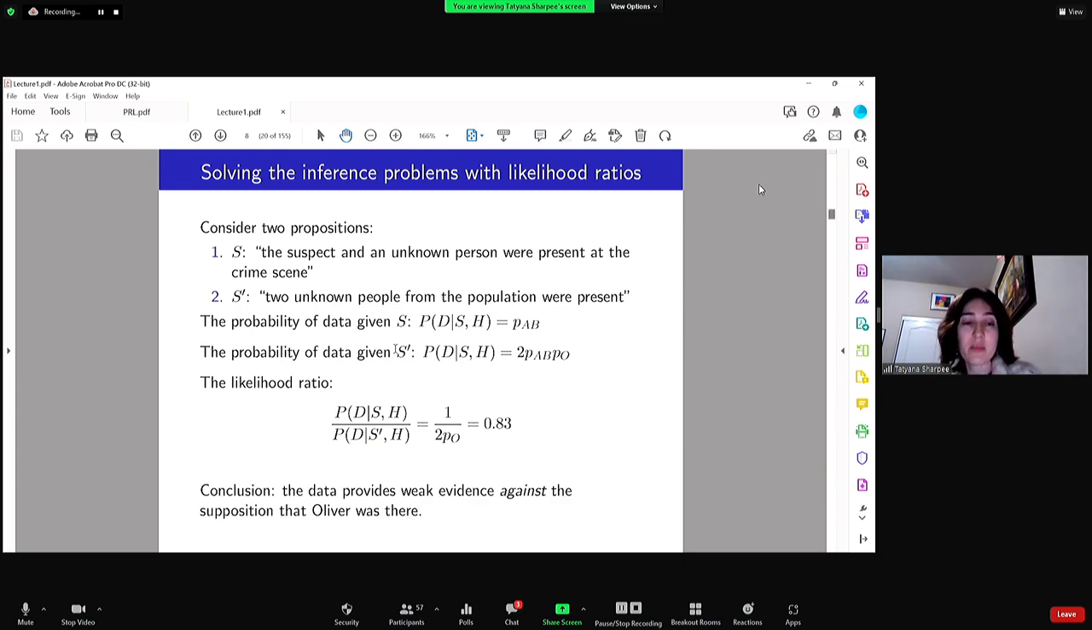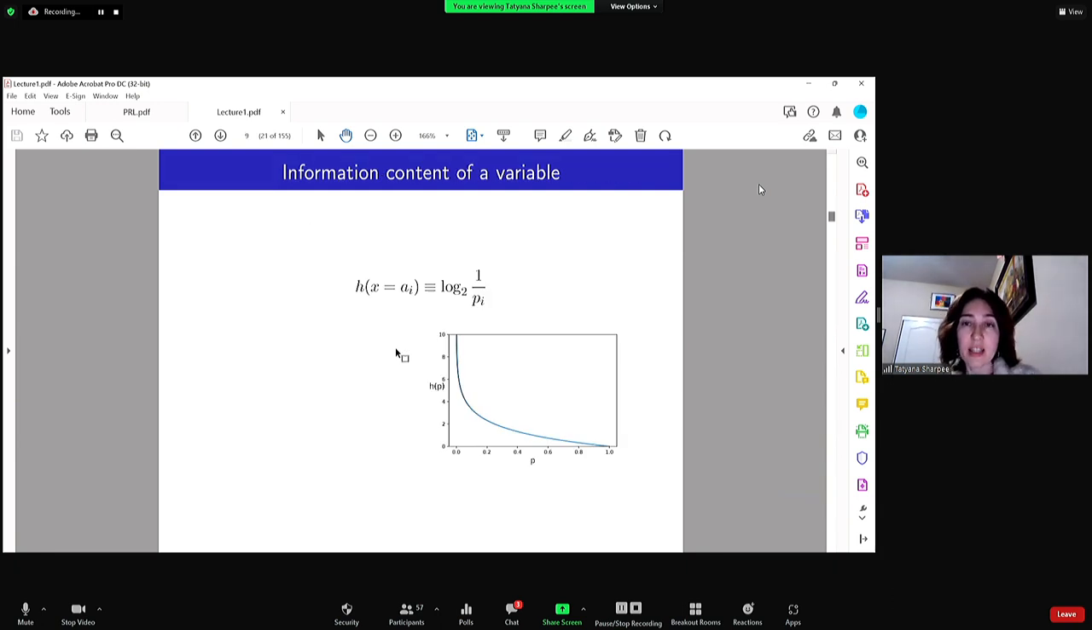So roughly speaking, the data provides weak evidence against the supposition that Oliver was there. So it's kind of interesting, the quantitative application of our intuition of how we integrate information from various sources. So the information content of a variable is given, so if I have some variables that are very rare and some variables that are common, if I observe a variable that is very rare, then intuitively it should have more information about the underlying process than about the event that is more common.